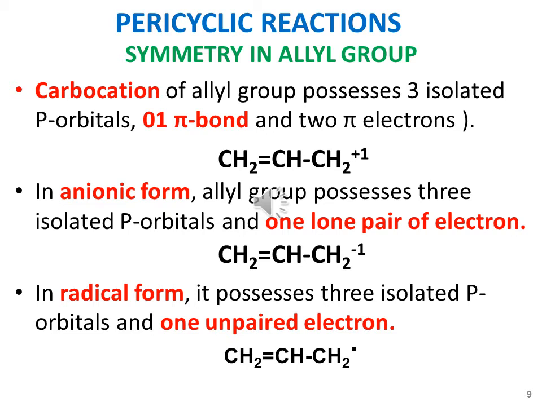In the case of the carbocation, the allyl group possesses three isolated p orbitals, one p orbital on each carbon. The carbon bearing the positive charge has the empty p orbital. Additionally, it has 2 pi electrons that are forming 1 pi bond. In the anionic form, the allylic group possesses 3 isolated p orbitals and 1 lone pair of electrons. Similarly, in the radical form, the allylic group possesses 3 isolated p orbitals and 1 unpaired electron. All these three forms of the allylic group, that is carbocation, anionic, and radical form, are shown on this slide.